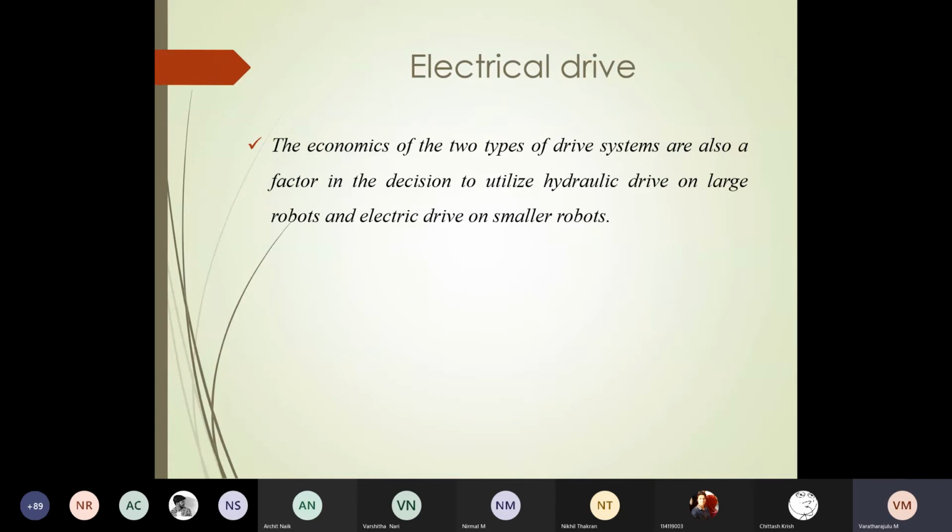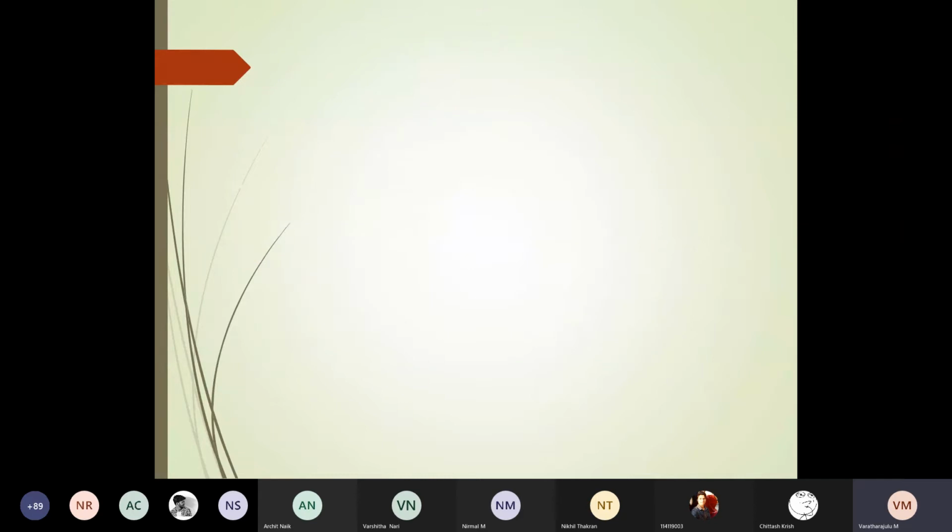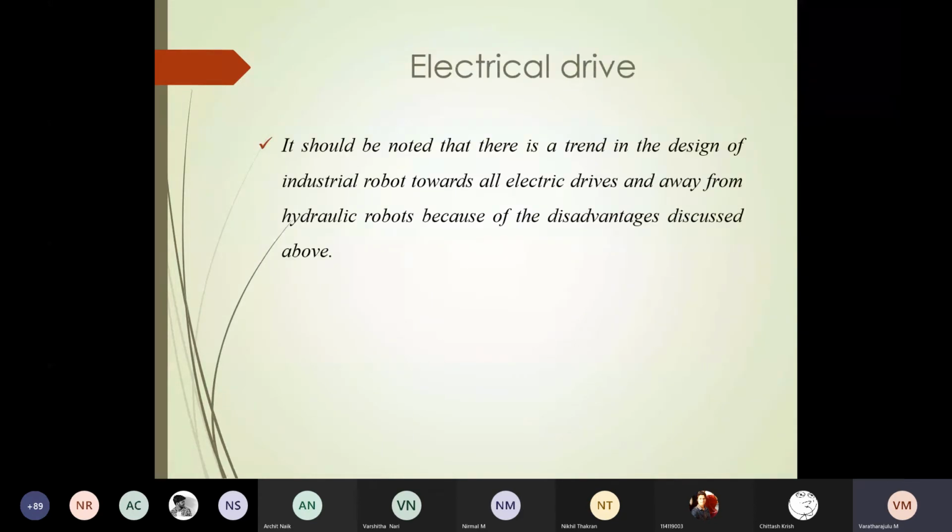And the cost of the drive system plays a vital role, and based on that, we need to prefer the drive system. It turns out that the cost of an electrical motor is much more proportional to its size, whereas the cost of the hydraulic drive system is somewhat less dependent on its size. And it should be noted that there is a trend in the design of industrial robots towards all-electrical drive and away from hydraulic robots because of the disadvantages discussed above.